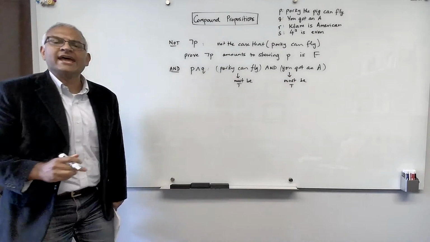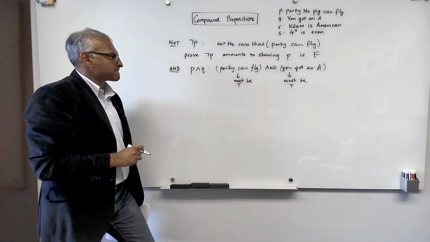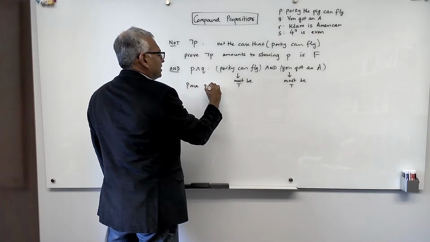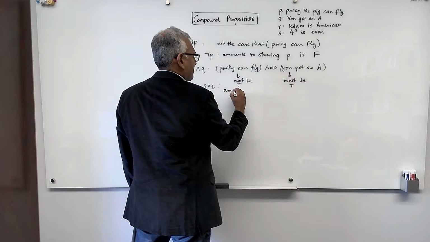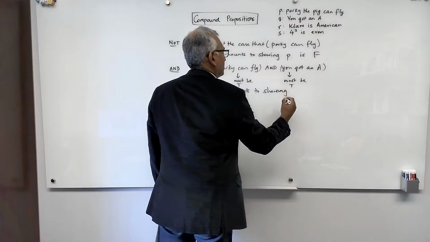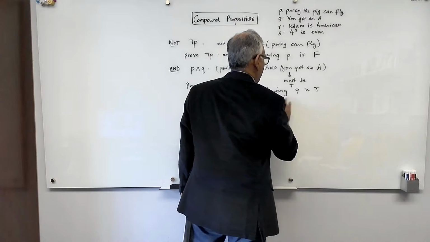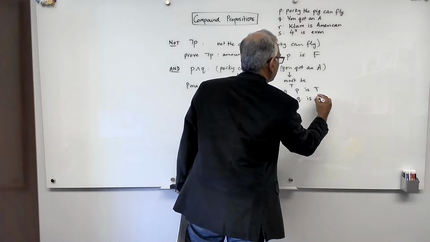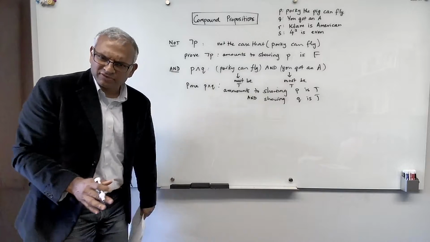In order for the and to be true. Okay. Now, clearly, since Porky cannot fly, this is false, so the and is false. Okay. Anytime one of these is false, the and is false. So if you're asked to prove P and Q, okay, that amounts to showing P is true and showing Q is true. So you have to show both of these to show that P and Q is true. Okay? So that's exactly what we're familiar with.